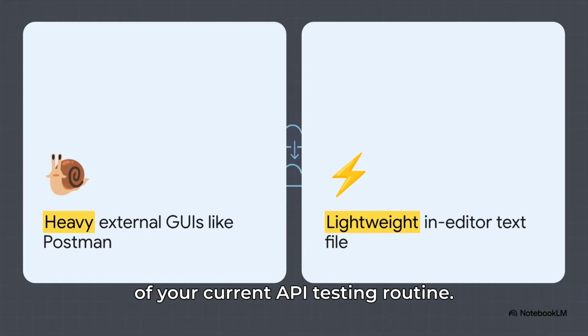Think about the friction of your current API testing routine. You're trying to investigate a really time-sensitive issue, but instead, you're just sitting there staring at a loading screen because heavy external GUIs can be incredibly demanding on your system resources. You have to navigate away from your code, sync your cloud accounts, maybe deal with complex workspaces, all just to do a super quick API check.